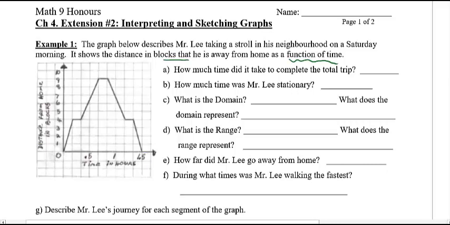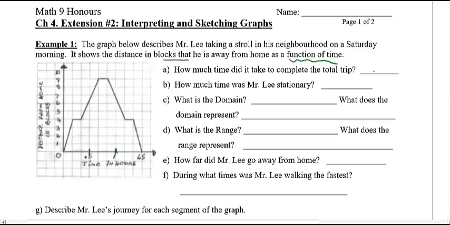So I want to look at the graph. See, time is measured in hours. Here's 0.5, here's 1 hour, here's 1.5 hours. Notice that this is the blocks from home, 1 to 10. So understanding this graph, can you actually answer these questions?